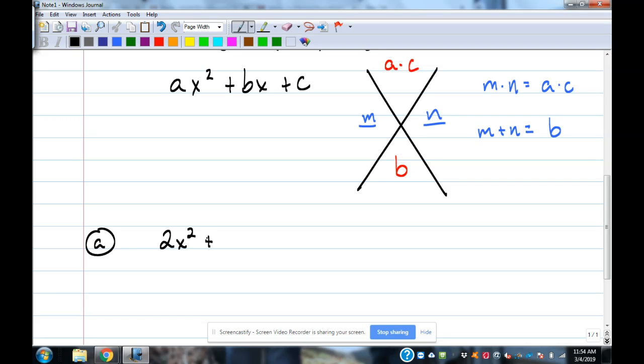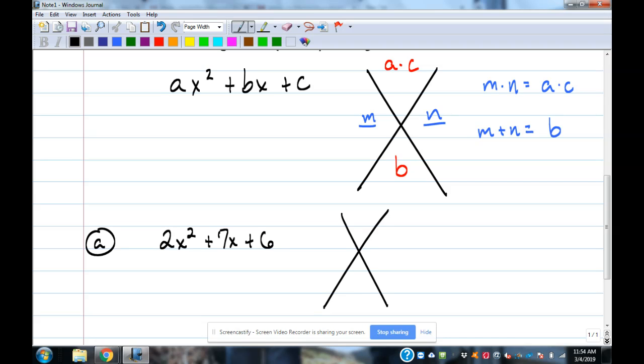2x squared plus 7x plus 6. So what's A in this problem? 2. What's B? 7. What's C? 6. Okay, so we know what those are. Before I make the X, let's go through the steps. Is it in descending order? Yes. Is there a GCF across the whole problem? No. 2 and 7 and 6, all 3 of them don't have something in common. So I don't have a GCF at all for the whole problem.